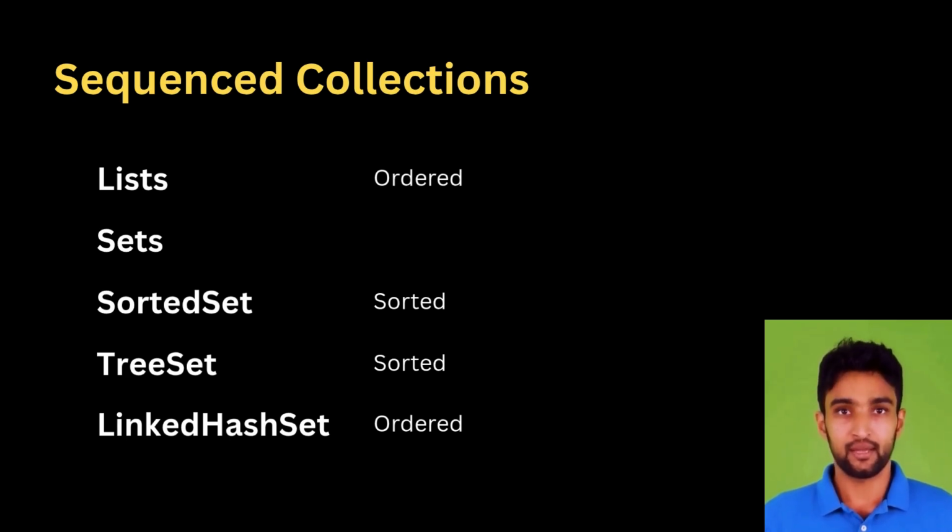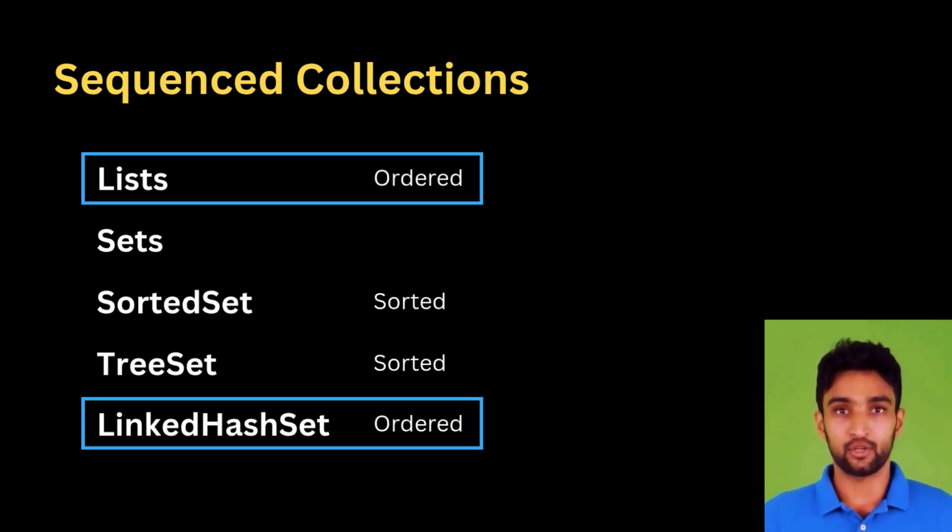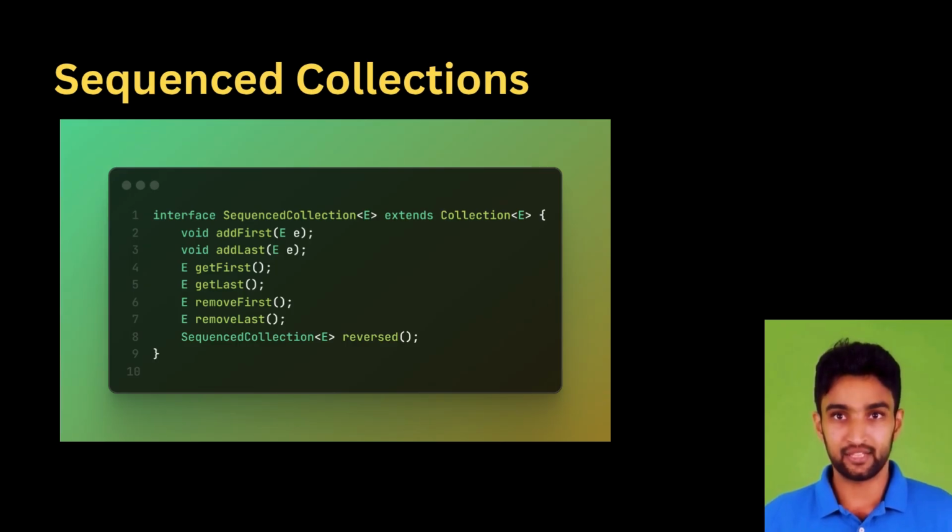In Java 21, sequenced collections was introduced to unify how we work with collections that have a predictable encounter order. It's a new interface that adds methods to easily access or modify the first and last elements of a collection, no matter if it's a list, set, or something else. The interface looks something like this. It has all these methods. You can use these methods on lists, linked hash set, deques, and even on certain types of maps.